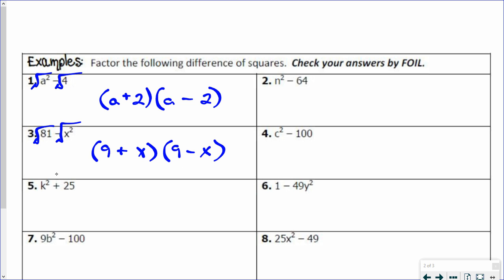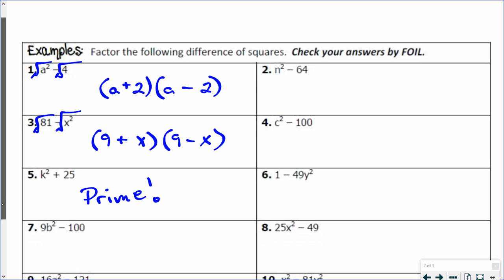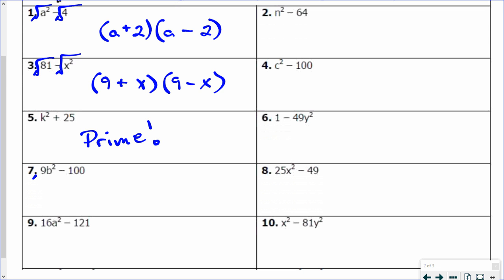All right. Now, this is one meant to trick you. This only works if it's a minus sign. So if it's a plus sign, then we can't factor this. And what we would say is that it is prime, meaning that it can't be factored. So if it's got a plus sign, it can't be factored. All right, so what about this? 9b squared. So let me set this up.